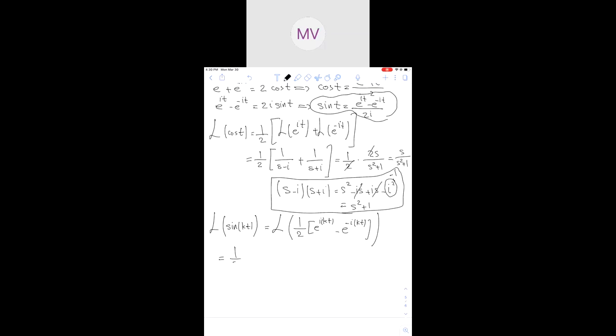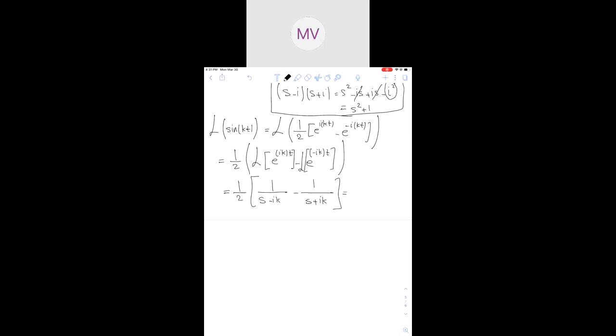Okay, so we use the linearity of Laplace, so it's going to be half Laplace of e to the ikt minus e raised to the negative ik times t. You know what, let me close this bracket here, minus Laplace of this. How about that? Okay, half. All right, same setup. So this one is going to be 1 over s minus ik minus 1 over s plus ik.